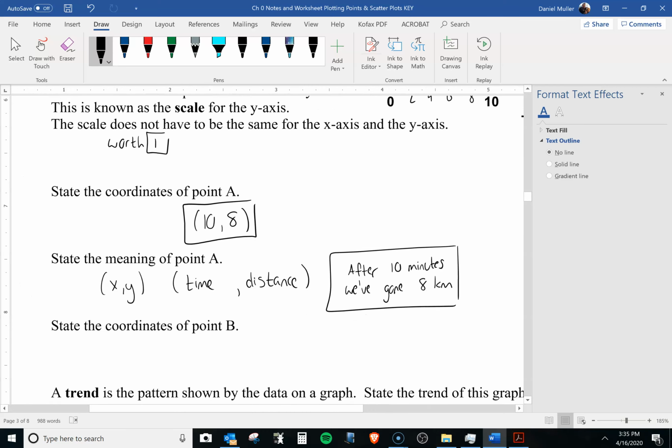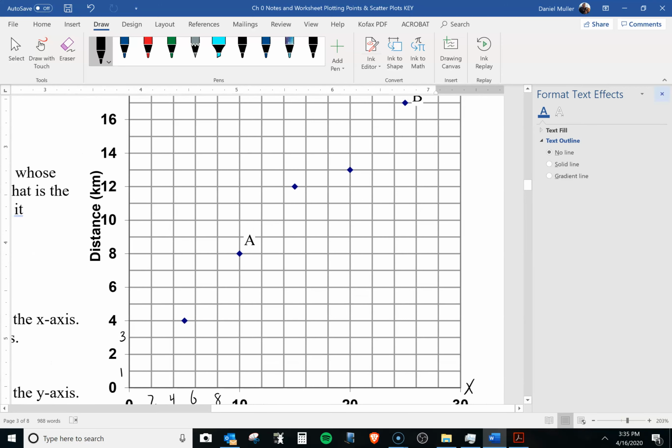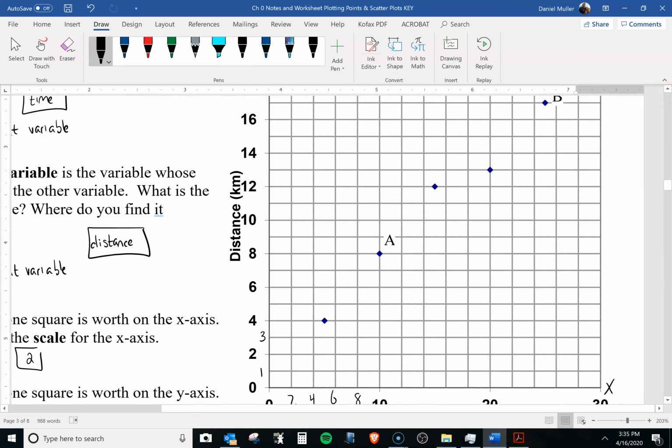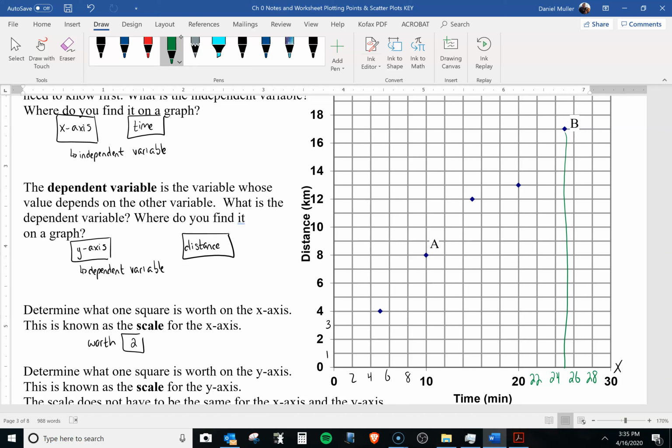Now it wants to know, state the coordinates of B. Okay, so let's go to B here. So B is right here, and that goes down, down, down, and I'm right there. And that's kind of difficult to see. Every one of these boxes is worth 2. So 20, 22, 24, 26, 28. So I'm right in the middle. The middle between 24 and 26 is 25. So this spot right here is 25.